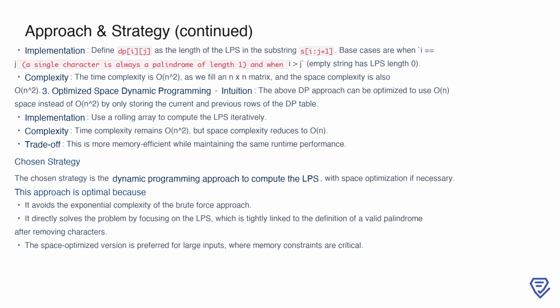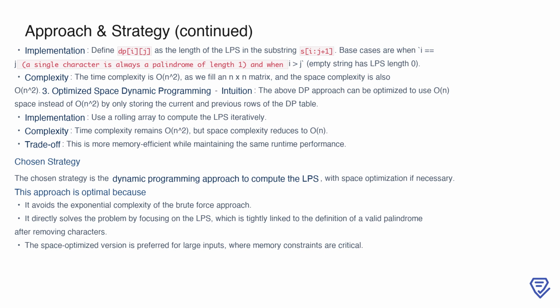While this approach has a time complexity of O(n squared) as we process an n by n table, it also requires O(n squared) space to store the table. To reduce memory usage, we can optimize the space complexity to O(n) by storing only the current and previous rows of the table. This rolling array technique allows us to compute the LPS iteratively without needing the entire table in memory. The trade-off here is that while the optimized version is more memory efficient, it may be slightly harder to implement or debug compared to the straightforward dynamic programming approach.